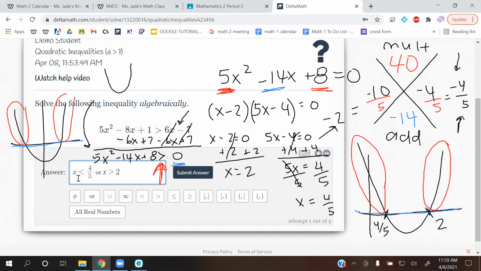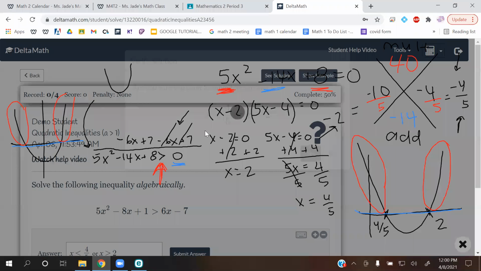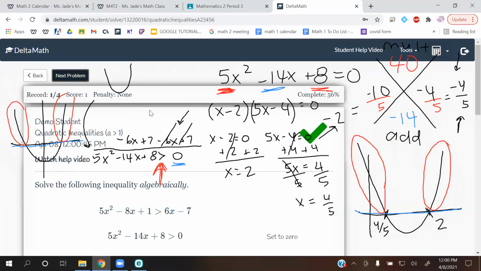Now, why don't I use the equal to line in these symbols? Well, remember you want it to match this one. This one just says greater than. There's no equal to line under here. So these also are just strictly less than and strictly greater than without the equal to line. Are there any questions on this example? Let's submit our answer. Okay, so we got it right.